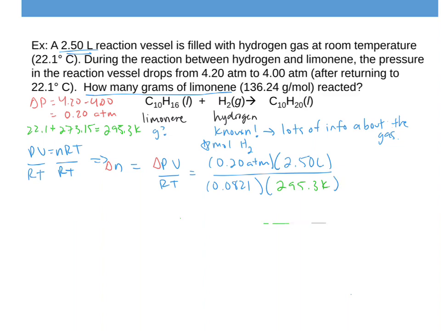And then when I do my math, I should end up getting that the change in the number of moles equals 0.0206, but if I count for sig figs, that is going to be 0.021 moles of H2. Right? So apparently that's how many moles of elemental hydrogen, H2, were consumed during this reaction. And once I know what's going on with the amount of hydrogen, now I can infer what's going on with limonene.